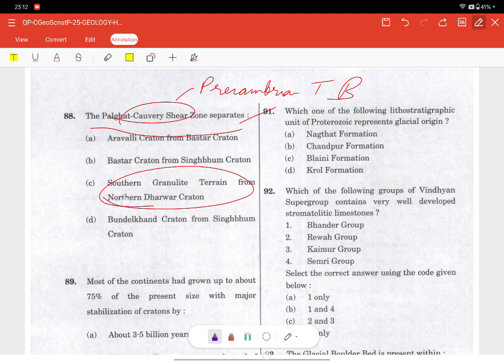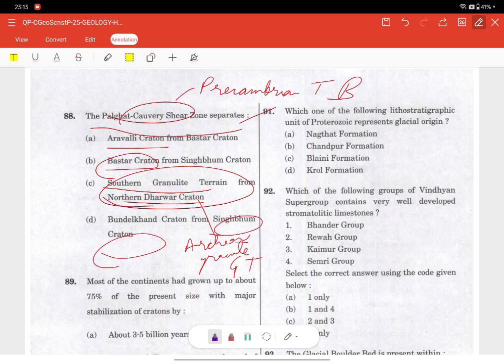Northern Dharwar Craton is the one with Archean granite-greenstone terrain. Okay, and southern granulite terrain is the high-grade granulite facies rock. So PCSZ marks the juxtaposition and tectonic reworking between these contrasting crustal blocks. It's Neo-Archean to Proterozoic deformation. Aravali-Delhi fold belt is unrelated to southern India. Bastar Craton is in central India. It is not bounded by PCSZ, and Singhbhum Craton is in eastern India, not separated by the same shear system.